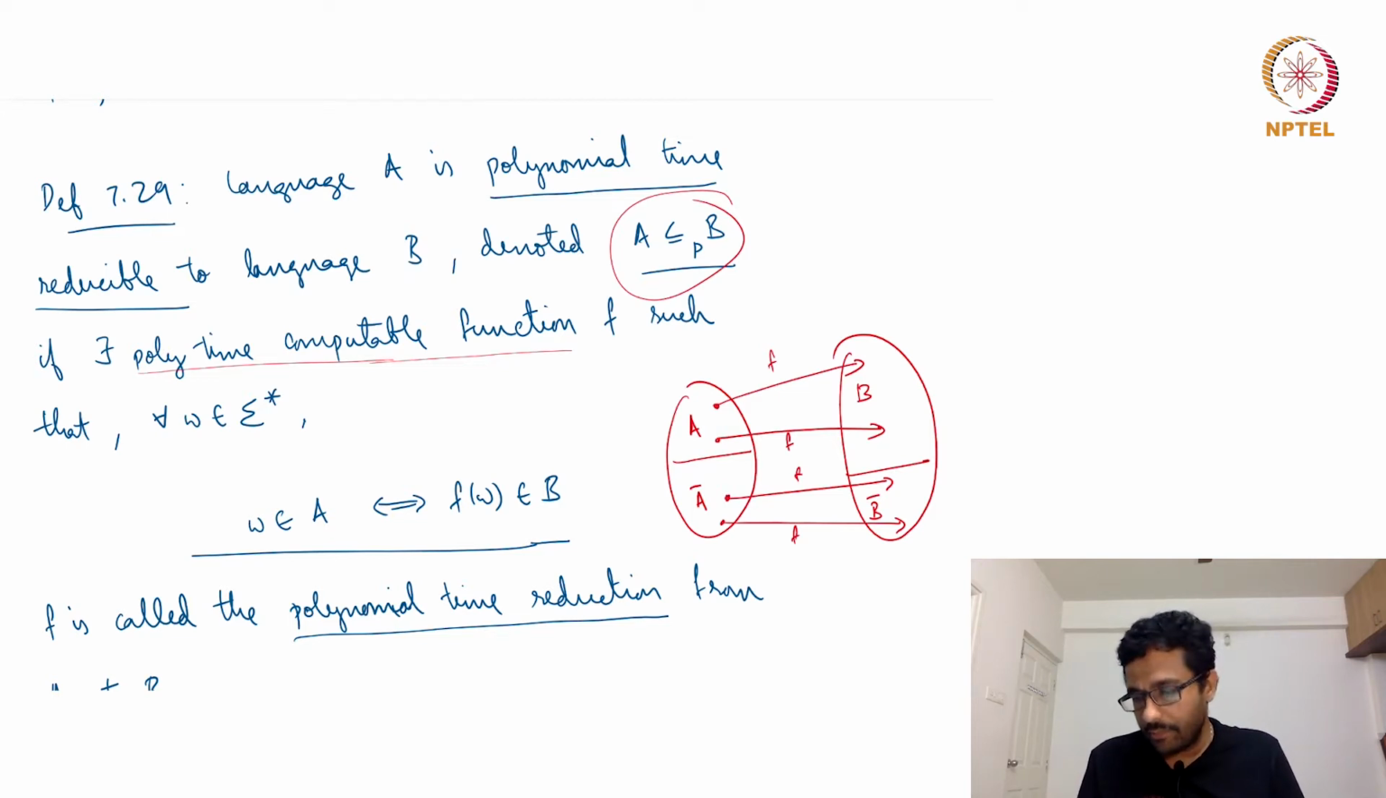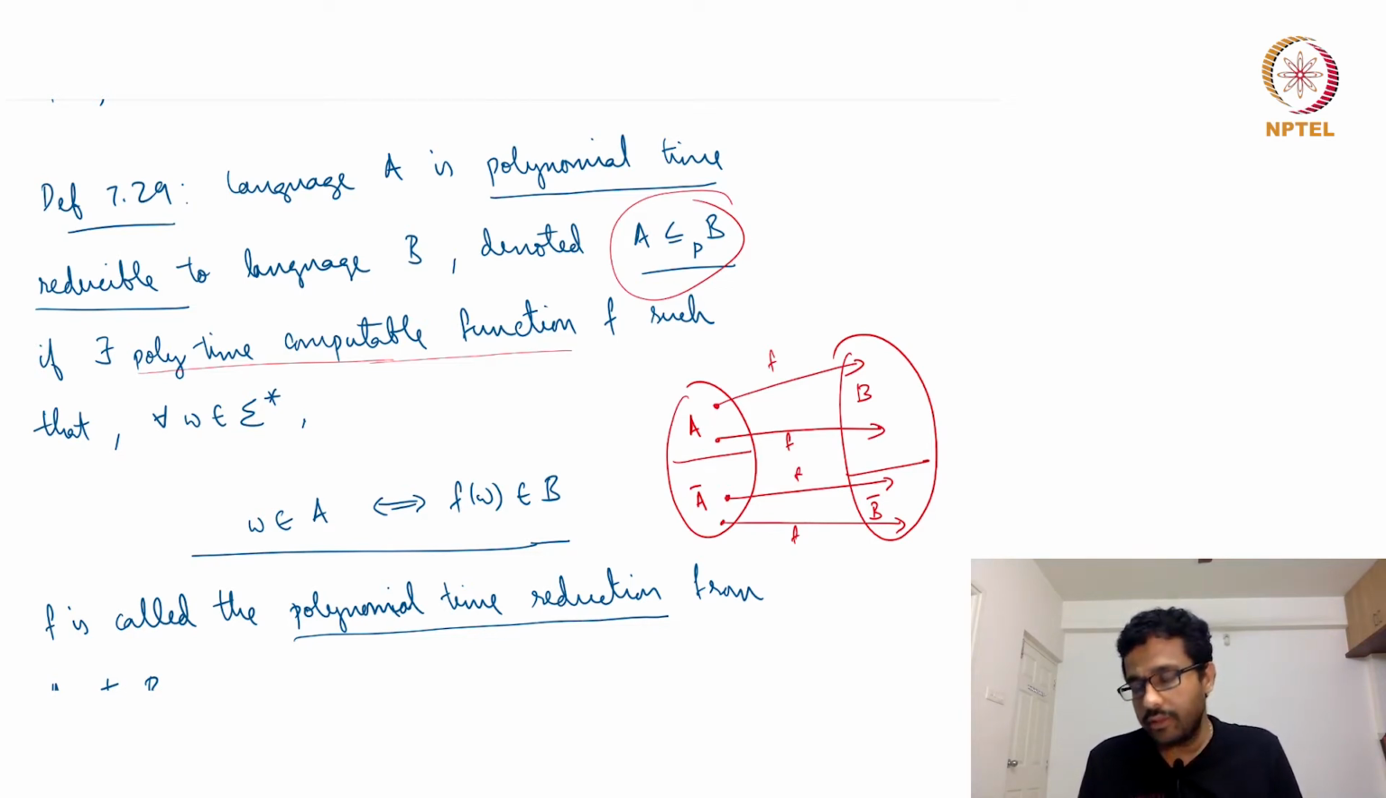The point is that this if and only if condition means that if w is in A, f of w should be in B, which is here. And if f of w is in B, that should necessarily imply that w is in A, which is the reverse direction. This also means that something in A complement cannot be mapped to B, because if something in A complement maps to B, then the reverse implication does not hold. Another way to think about it: everything in A should go to B and everything in A complement should go to B complement.